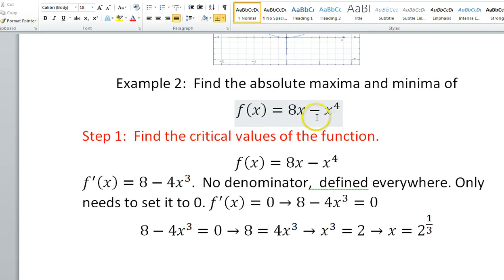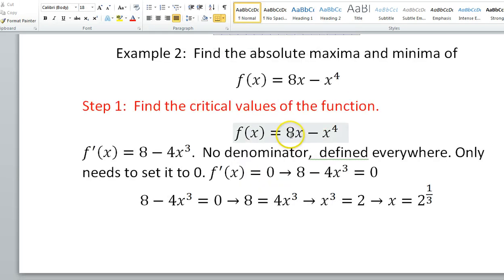Okay, let's take 8x minus x to the 4. So go to step 1 right away: find the critical values of the function, 8x minus x to the 4. So you take the derivative. The derivative of 8x is 8, minus the derivative of x to the 4, which is 4x cubed.